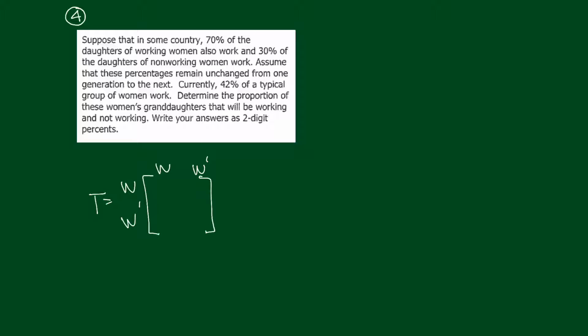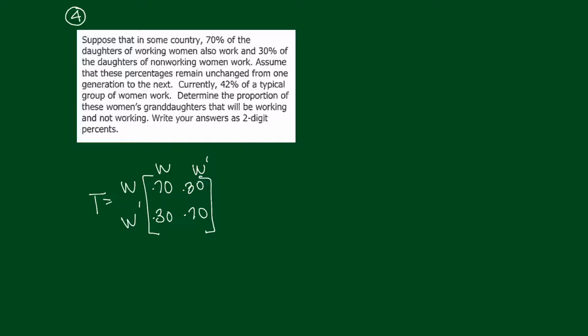What we're given here is that if the mother's working, there's a 70% chance the daughters will be working. So we're going to write a 0.70 here, and that must mean this is a 0.30, right? 70% of working mothers' daughters work, 30% must not. And then we're told that 30% of non-working mothers' daughters work. So we come over here: non-working mothers, their daughters, 30% of them will work. So this must be a 0.70.